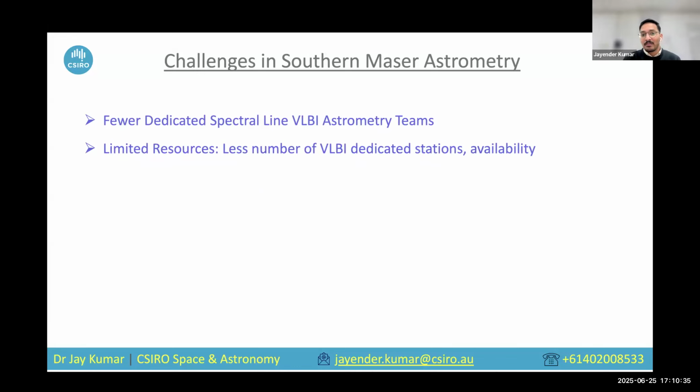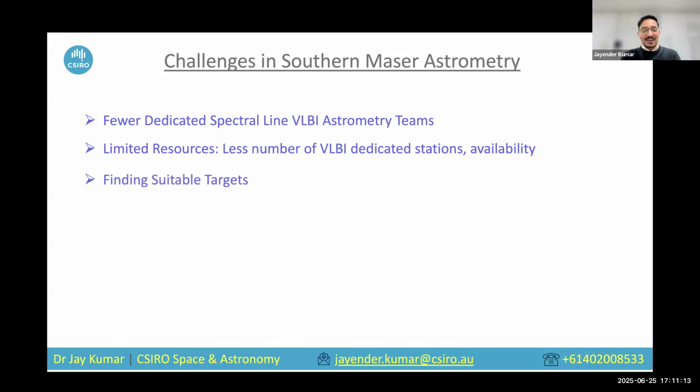Limited resources: there is a very small number of dedicated VLBI stations, and their availability is limited. Like, the US has the VLBA, a homogeneous array dedicated to astrometry, and Japan has VERA, but in the southern hemisphere we have the LBA, which comes with its limitations, and there are always questions about availability. Though I'm sitting in CSIRO, so I should not be talking too much. Like, you know, LBA is good, if any CSIRO person is listening.